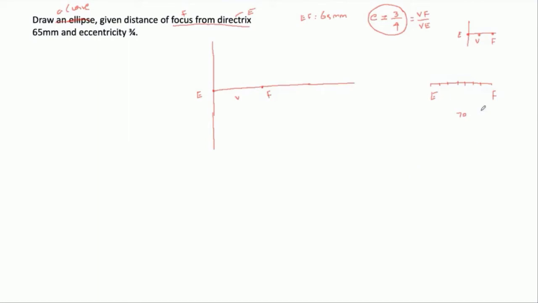For example, I am taking EF as 70 mm and the e value is 3 by 4, meaning VF by VE. So VF is 3 parts and VE is 4 parts. So V is somewhere here. VF is 3 parts, 1, 2 and 3. So this is the point for V. You should not locate it anywhere else. It should be exactly at this location.